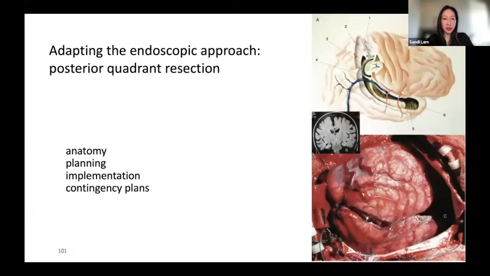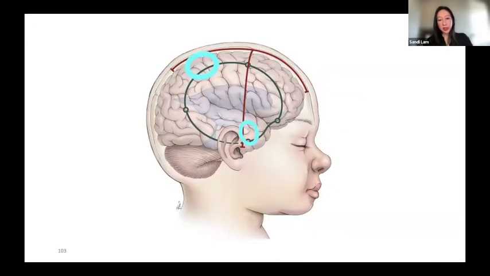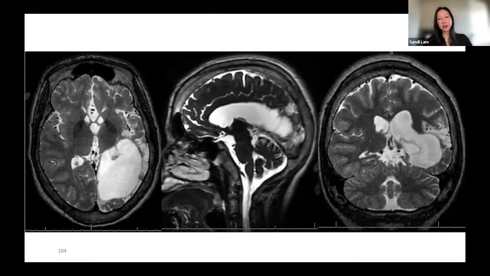The last one I'll show is, if we can do that, can we do a posterior quadrant disconnection? The required steps here are to spare the motor strip, so not do a frontal lobectomy, but to disconnect the parietal, occipital and temporal lobes. Here I need two burr holes, one behind the motor cortex, and one to allow access into the temporal horn. This is the type of patient I would do endoscopy in, and you can see a very thick skull from many years of anti-seizure medications.